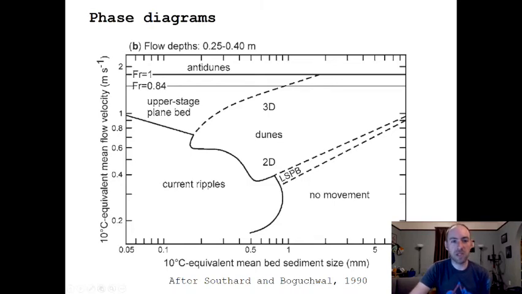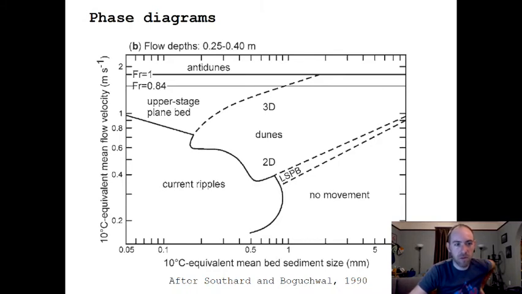Okay, and so we use these things. They're very common. They're called phase diagrams. Here's an example of one. It is by no means the only one, and they all have different ways of defining the axes, and these get complicated because they're a function of grain size, flow depth, and flow velocity, so they're sort of multi-dimensional in this case. So you can see that this has flow velocity and grain size on the axes, but it's a slice through a three-dimensional space for a particular set of flow depths here. And you can use these to compartmentalize where different bed forms might become stable.